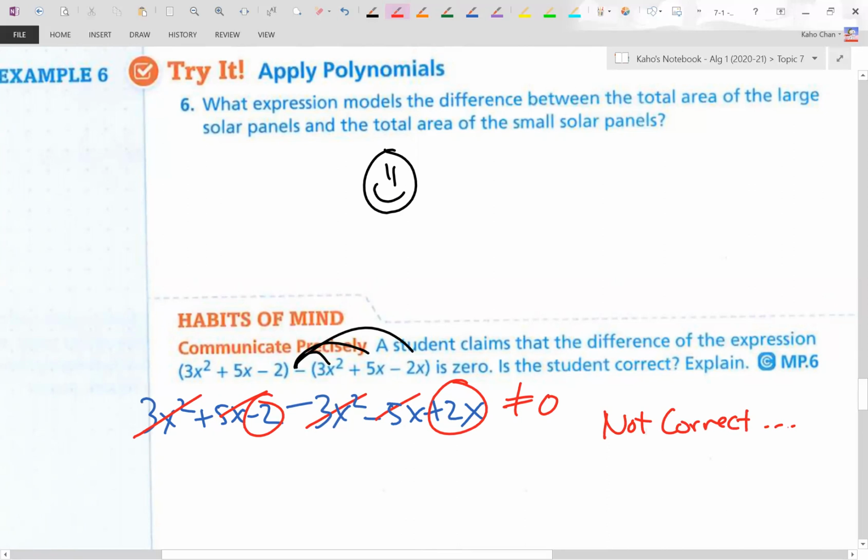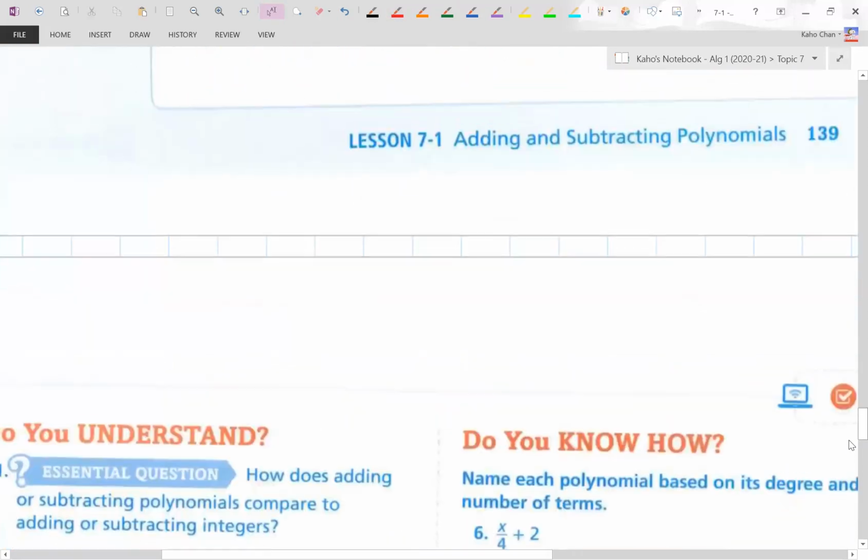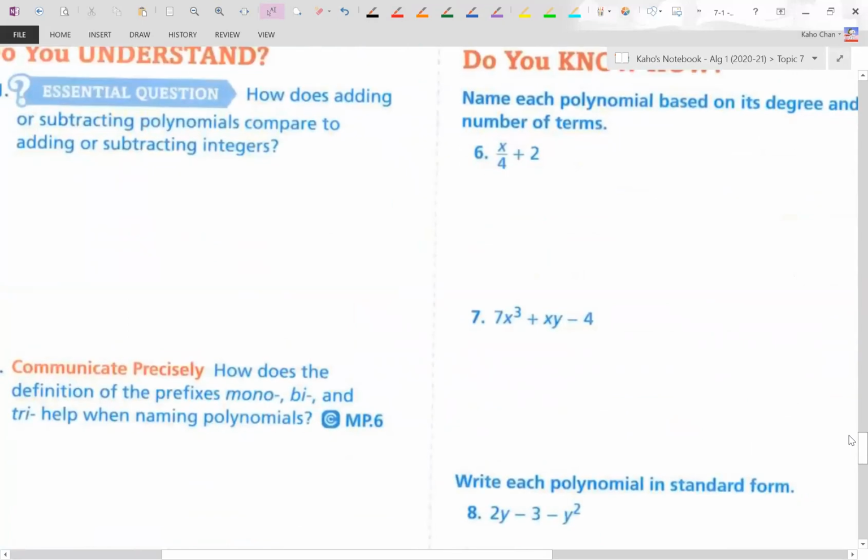All right. I don't know about you, I'm ready for the last page. Here we go. Yay. Not too bad.